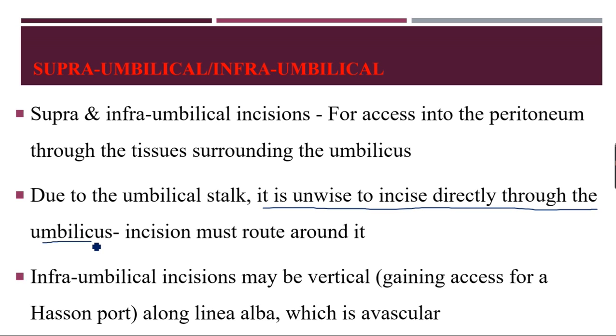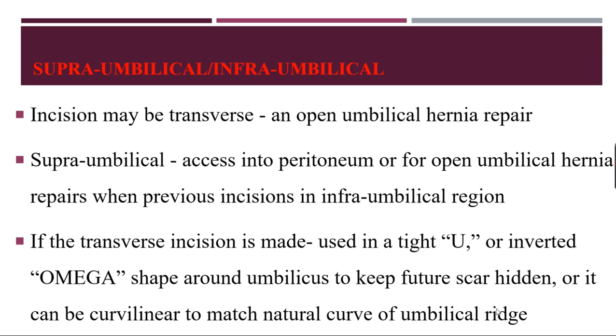So a transumbilical incision should not be used, okay, due to the presence of the umbilical stalk, and that's why the incision around the umbilicus must route around it, not through it. Then the infraumbilical incision may be vertical sometimes, like during minimal access surgery for placement of Hassan's cannula along the linea alba, and this is an avascular plane. So infraumbilical for minimal access. Sometimes the incision may be transverse, for example for open repair of umbilical hernia.